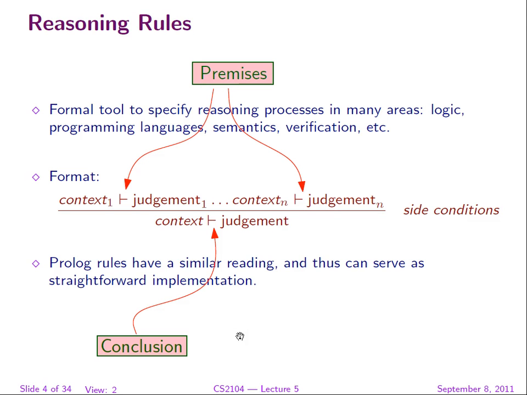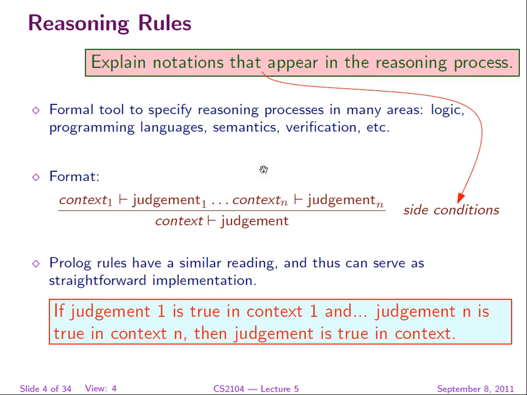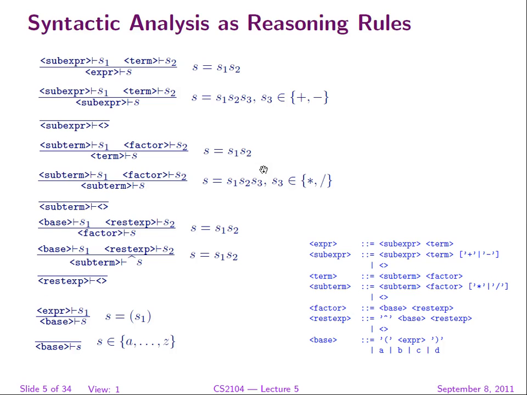All right? And why do we do this? Well, because it resembles very much a Prolog rule. Actually, Prolog was devised to model reasoning rules. This is going to be later the head, and this is going to be the body. And we have some side conditions that usually explain some of the notation that we use in the judgments, right? And that side condition will have to be modeled somehow in the body of the rule as well. So this is the meaning of the rule, and that's what the side condition is for.